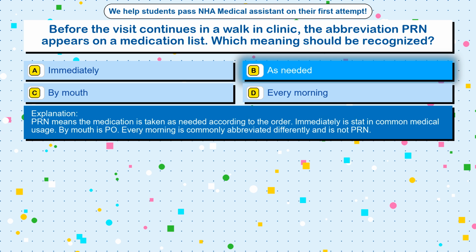PRN means the medication is taken as needed according to the order. Immediately is stat in common medical usage. By mouth is PO. Every morning is commonly abbreviated differently and is not PRN.